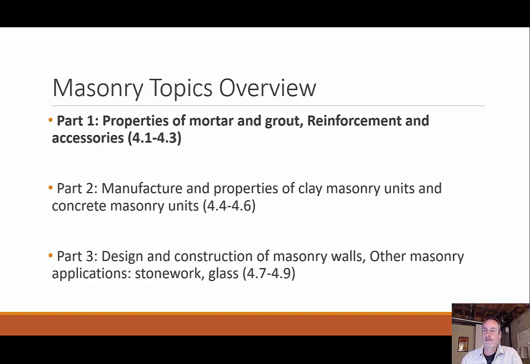Part 2 will be the manufacturing and properties of clay masonry units and concrete masonry units, otherwise known as CMUs, or you might know them as cinder blocks. And the third and final part will discuss the design and construction of the masonry walls, other masonry applications, stonework, glass, things like that. And you can see the corresponding book sections for each one of these.